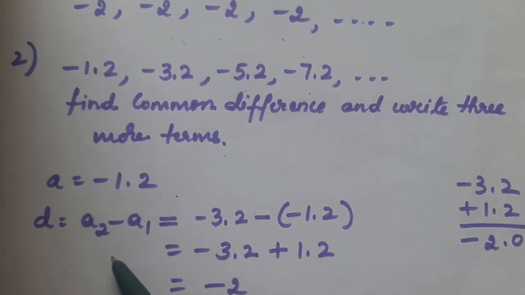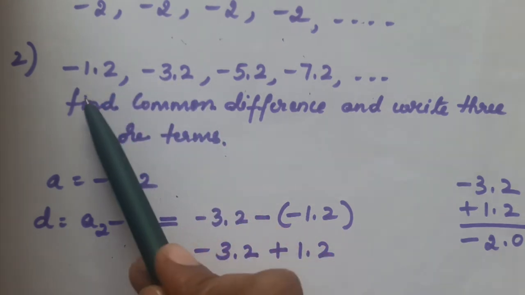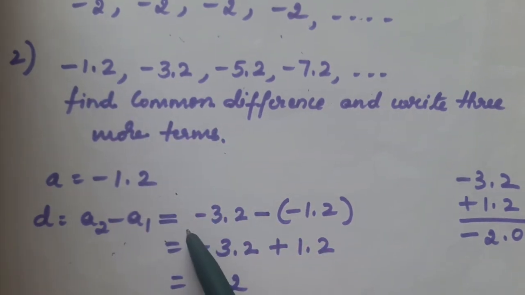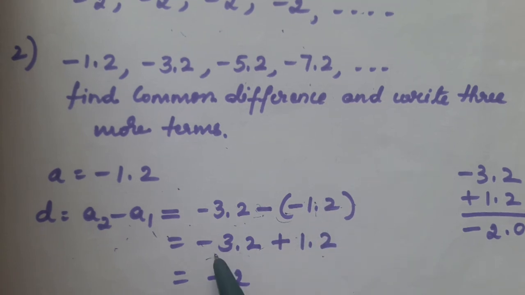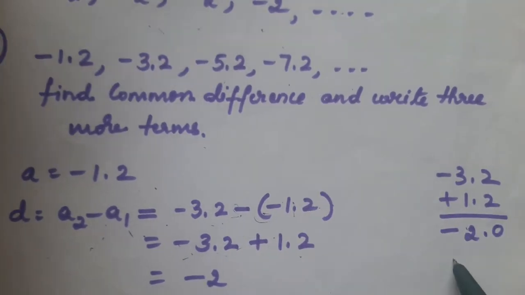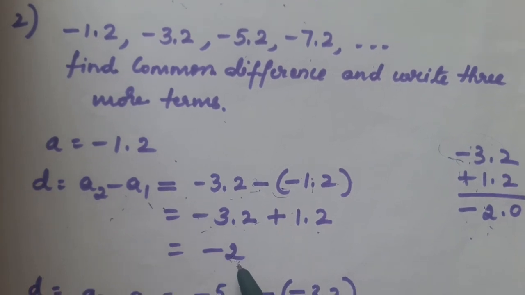Then what is D? How to find D? D is A2 minus A1, which is minus 3.2 minus A1, and A1 is minus 1.2. So we will get minus 3.2, minus into minus is plus 1.2. So minus 3.2 plus 1.2 is how much? The greater number's sign is minus, and since the signs differ we have to subtract, so we will get minus 2. So minus 2 is the common difference.